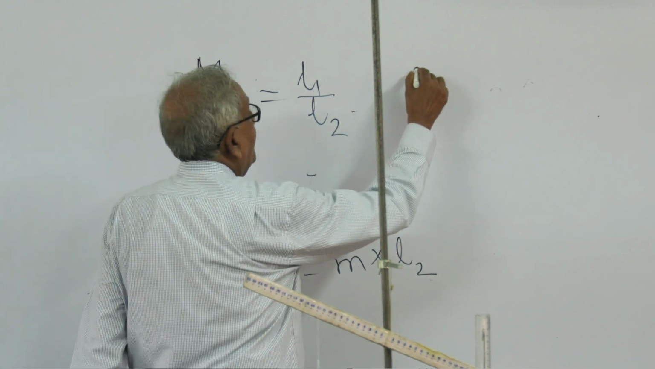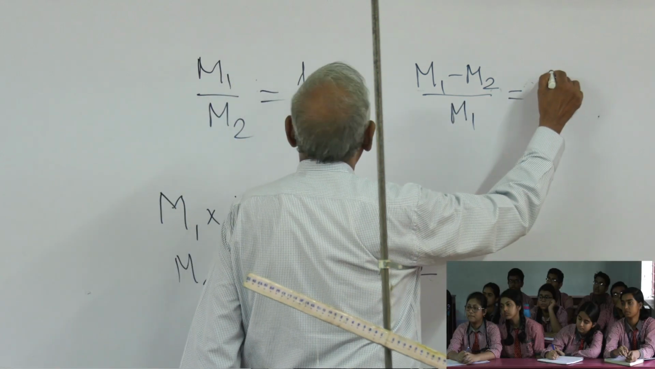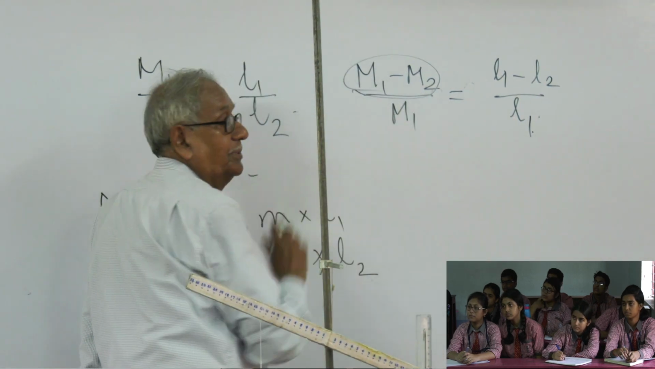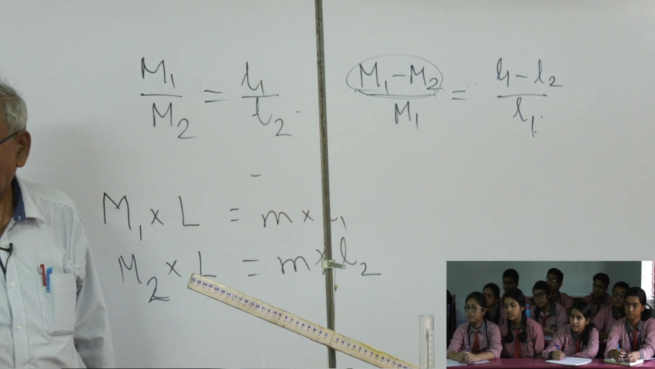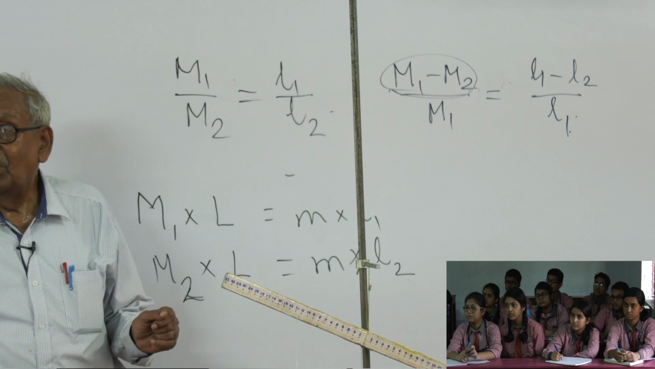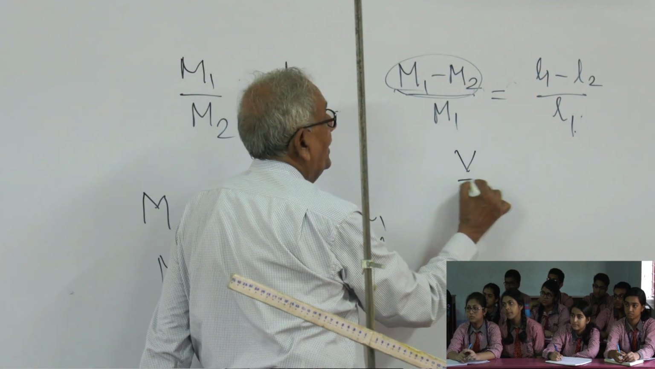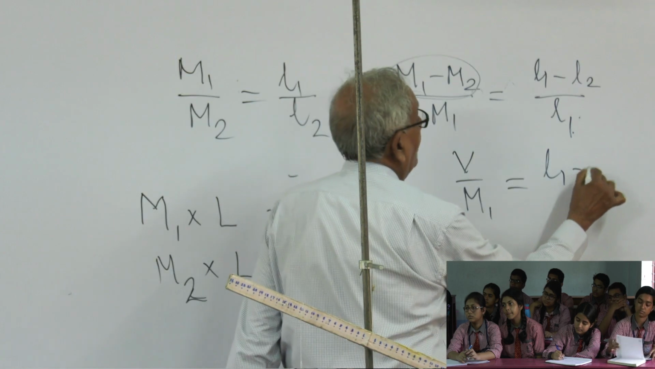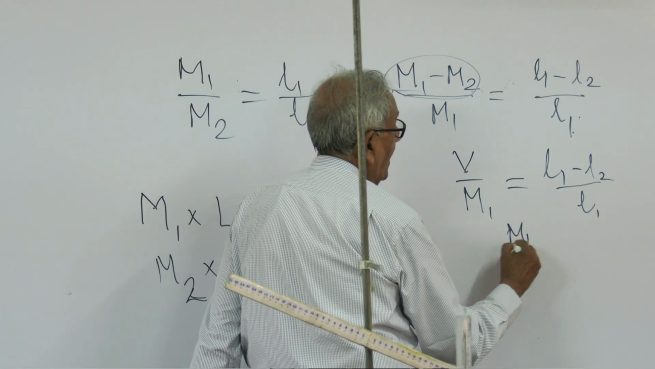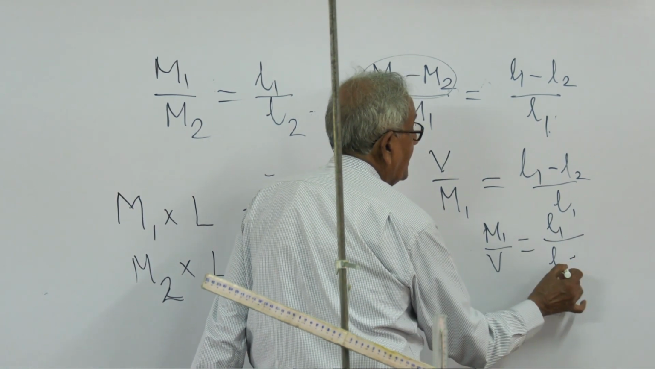By simple algebra, we can write this as M1 minus M2 divided by M1, you know this componendo dividendo thing, and this is L1 minus L2 divided by L1. And what is M1 minus M2? It is the loss of weight. In the CGS system, if the loss is 10 gram, then how much is the volume? 10 cc, because density is 1. So, this is the volume and this is the original mass, and this is L1 minus L2 divided by L1. So, we can write M1 by V is equal to L1 divided by L1 minus L2.